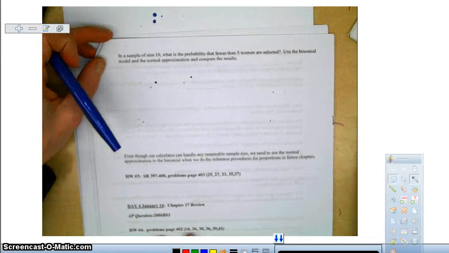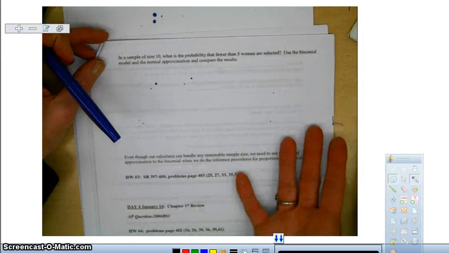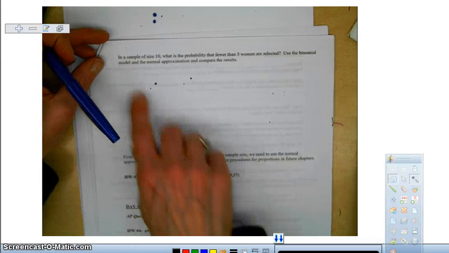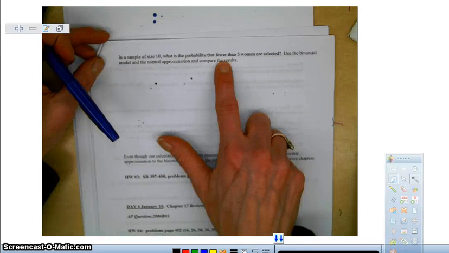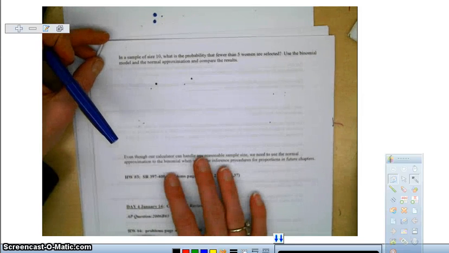In a sample of size 10, now here's an example of when it doesn't work. Okay, so we're going to do the same thing we just did, but this time n times p and n times q are not going to be greater than 10. In a sample of size 10, what is the probability that fewer than 5 women are selected? Use the binomial and the normal and compare the results.